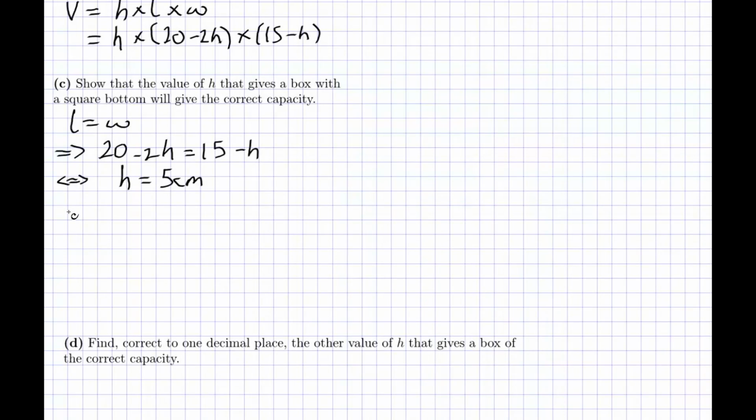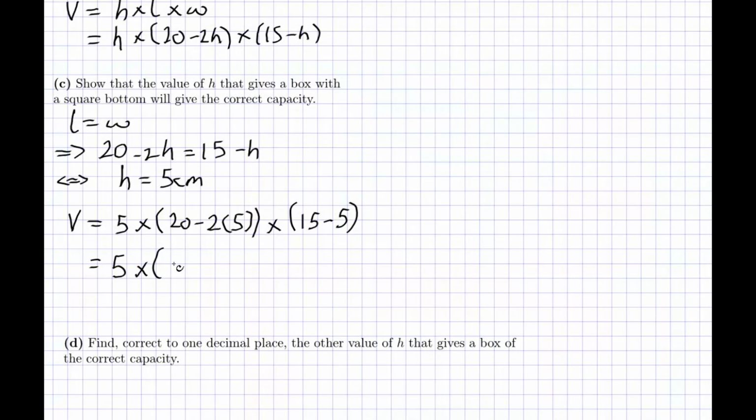Using that bit of information, we can work out that the volume is h, which is 5, multiplied by 20 minus 2 times 5, and that's multiplied by 15 minus 5. I'm just getting that formula from part B. So we get 5, multiplied by 20 minus 10, which is just 10, and that's multiplied by 15 minus 5, which is also 10. So we get 500 centimeters cubed, which is exactly what we were asked to find.